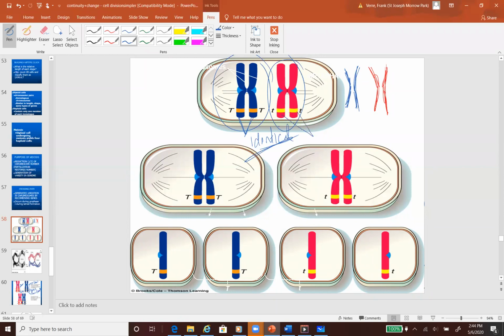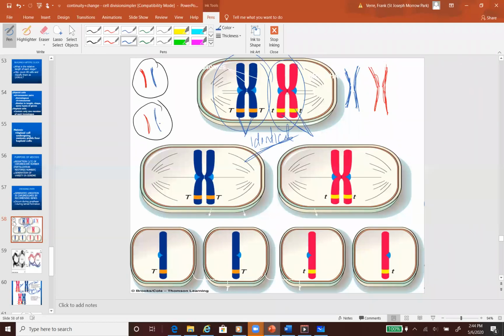These two are identical. Now, what happens in mitosis is the cell will split. So at the end of it, you should get two cells that have one red strand and one blue strand each.